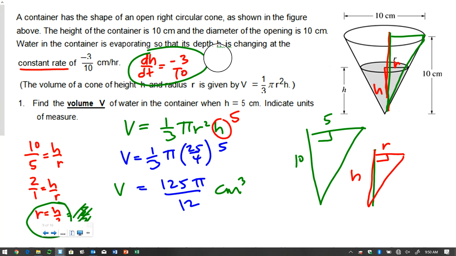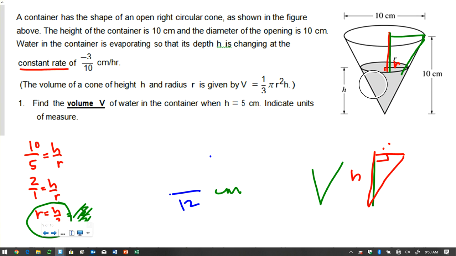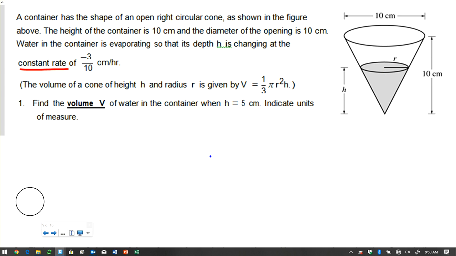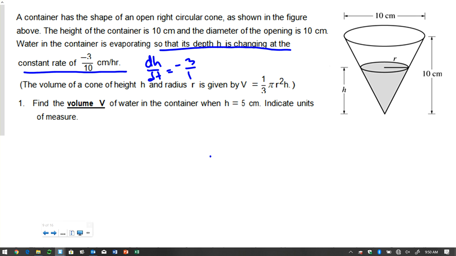Guys, this was an AP problem in the early 2000s. They give you this cone and tell you all these dimensions marked on the cone. Then they tell you that the water in the container is evaporating so that the depth is changing at a constant rate of negative 3/10. Guys, what is that in calculus talk? dH/dt. So go ahead and define that. dH/dt equals negative 3/10. And again, it doesn't hurt to write the units, but you don't have to.